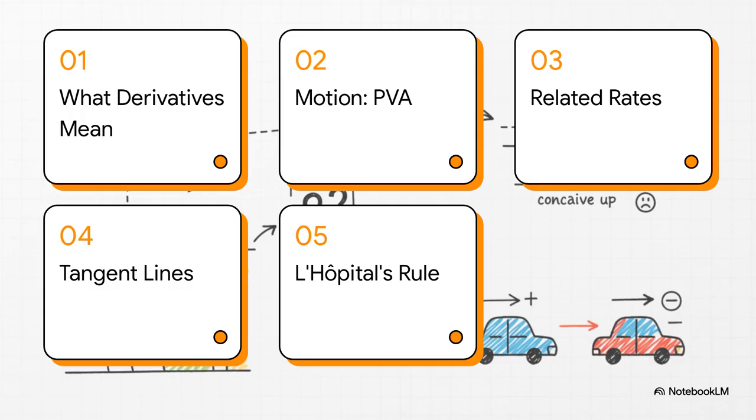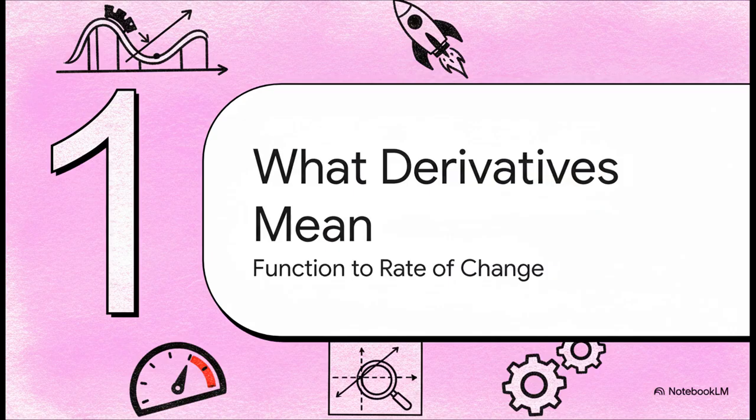Let's get started. So before we can jump into all the cool applications, we have to be absolutely crystal clear on what a derivative actually is. At its heart, it's pretty simple. A derivative just measures an instantaneous rate of change. In other words, how fast is something changing at one specific moment?